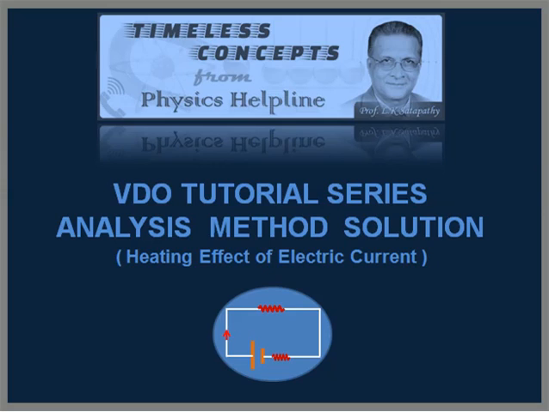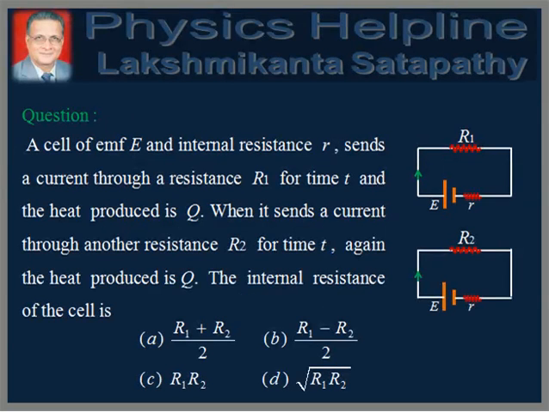In this video tutorial, we will discuss a multiple choice question on the heating effect of electric current. The question is as follows. A cell of EMF E and internal resistance R is connected to resistance R1. It is observed that the heat generated in time t is equal to Q.